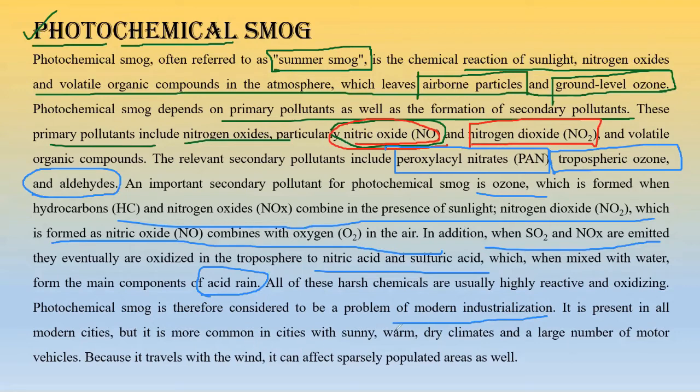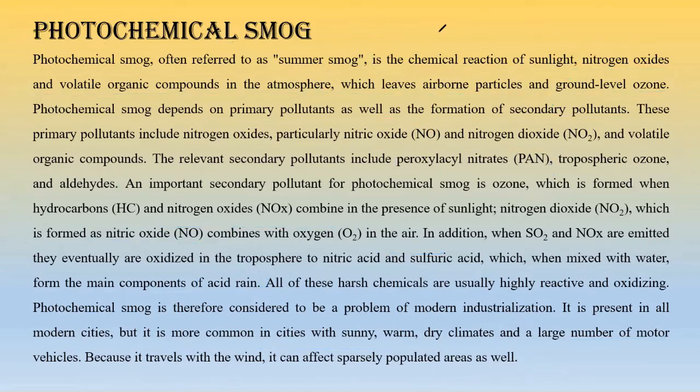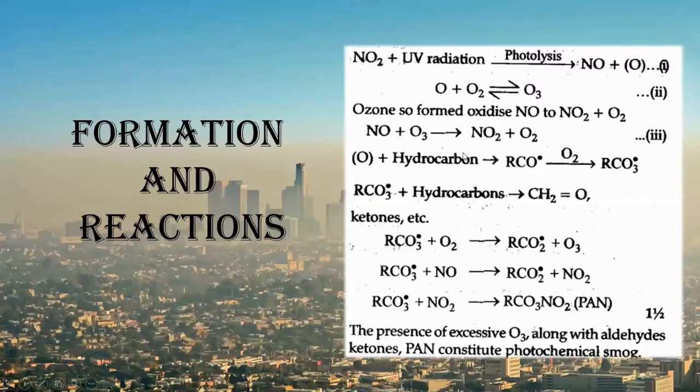Okay, now it is present in all modern cities, but it is more common in cities with sunny, warm, dry climates and a large number of motor vehicles, because it travels with the wind and it can affect sparsely populated areas as well, right? So whether your population is small or big, it doesn't matter. It is present in all countries now. Okay, so you can gradually see photochemical smog in any place. It is available in all countries, right?